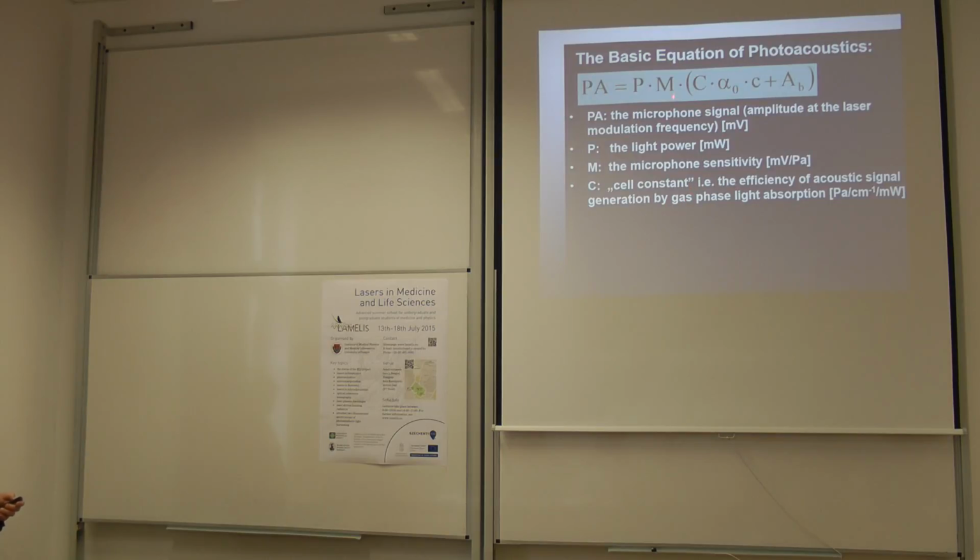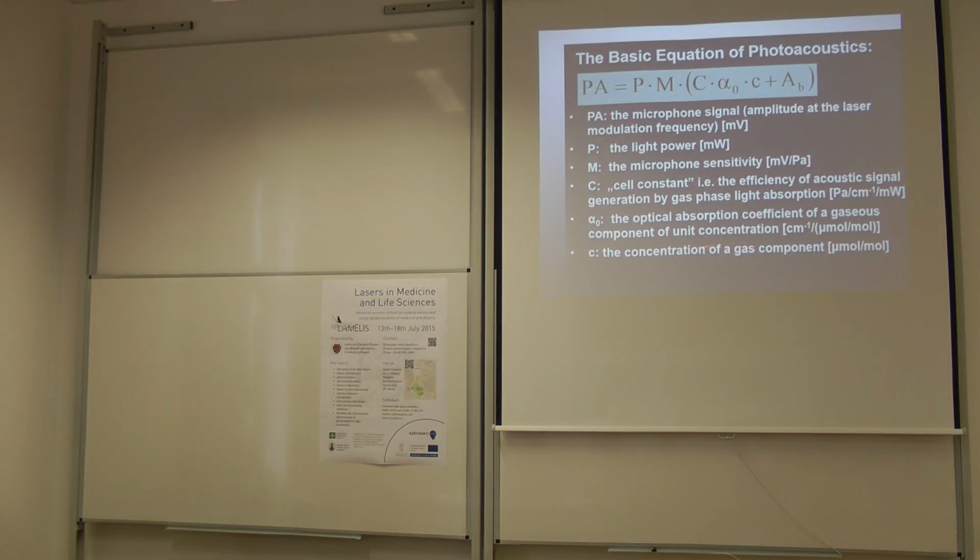So this expresses the construction of the photoacoustic cell, so how efficiently the absorbed light energy is converted into acoustic signal. This is the cell constant, and alpha is the optical absorption coefficient of the targeted molecule of a unit concentration, and C is the concentration of the gas component. And R is some background signal due to window absorption.